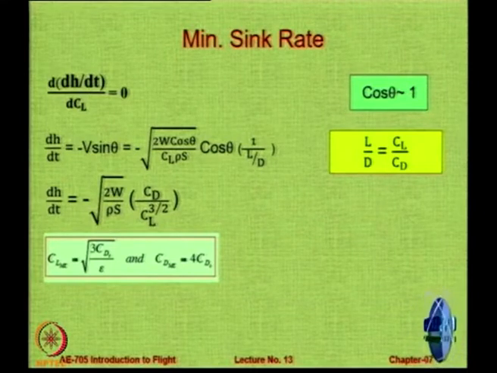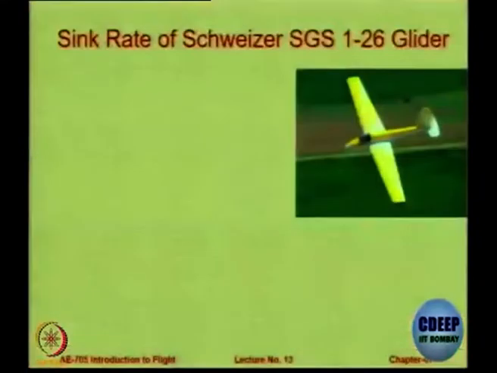So, the range in the glide is maximum when you fly at C_L by C_D maximum. The endurance is maximum, or the sink rate is minimum, when you fly at a condition at which C_L 3 by 2 by C_D is maximum, because that maximum will give you the lowest dh by dt. So, the conditions are not the same as I mentioned a few minutes ago. And you can derive this expression by going further into it. So, the L by D for maximum endurance will be approximately 0.866 times L by D max. So, you do not fly at max L by D, but you fly at around 86% of the max of L by D.